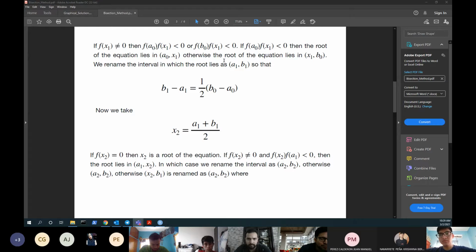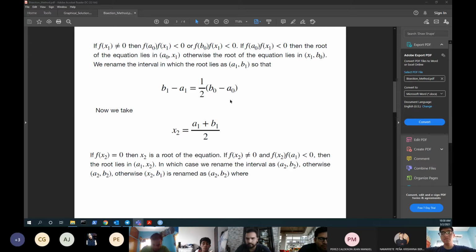It's exactly what we did in the graphical method. So essentially, if f(a0) times f(x1) is less than 0, then the root of the equation lies between a0 and x1. Otherwise, logically, the root is between x1 and b0. Once we do that, we have to do exactly the same. Imagine that you have the neighborhood, which is still the same: you have a1, b1, and you have to divide it by 2, which you have actually already done in the previous exercise.